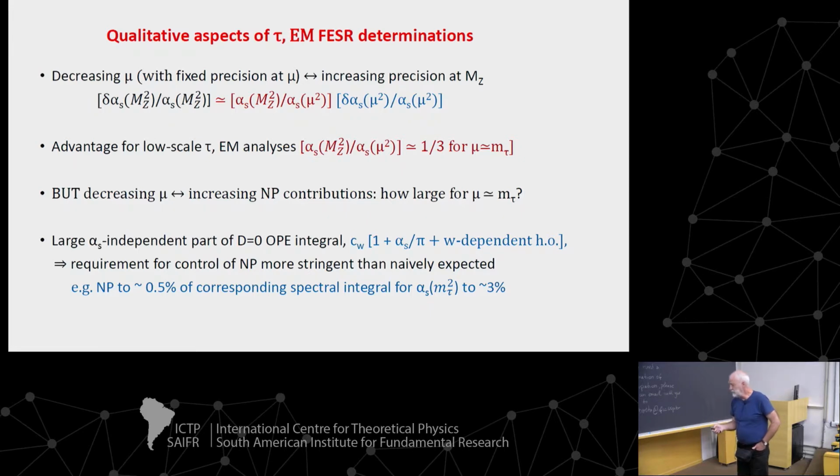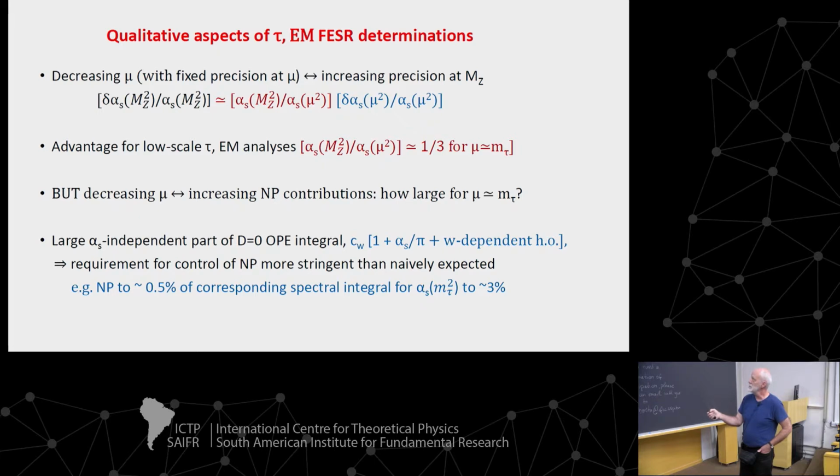Now, a couple of qualitative features are relevant to keep in mind in assessing whether the argument about how you treat non-perturbative contributions is relevant or not. First, this is just a rewritten version of the expression that Santi wrote down, which tells you about the relation of the fractional error at mZ squared to that at some lower scale where you did your fit, such as maybe the tau mass squared.